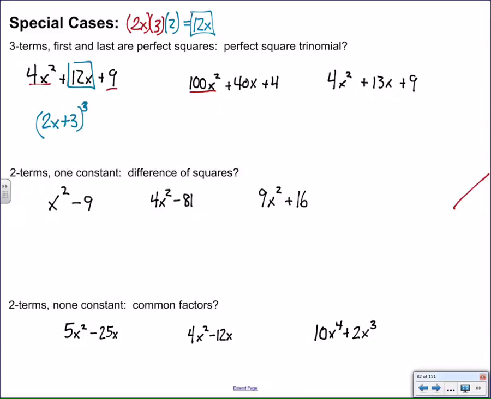I don't know why I put a 3 there. It should be a 2. There we go. Let's get rid of that 3. Boom. There we go.